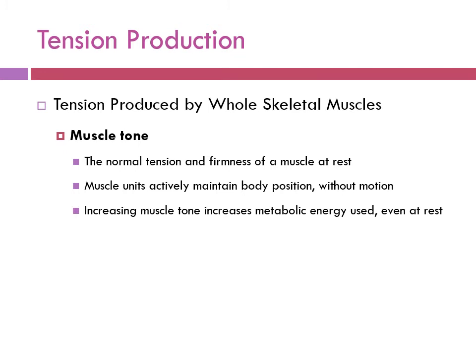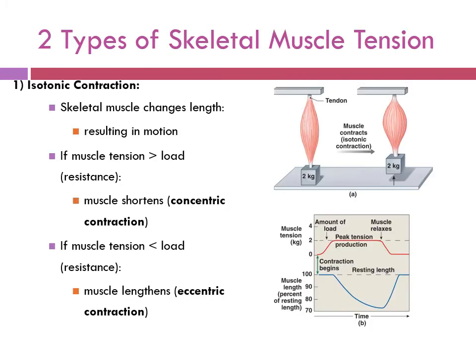When muscle tone is increased, it increases your metabolic activity because it requires additional ATP. Muscle tone requires some bit of muscle contraction, and when your muscles are contracted, they're utilizing ATP. So the greater your muscle tone, the greater your resting metabolic rate. So when you build muscle, you burn fat and sugars and all of those things more effectively.